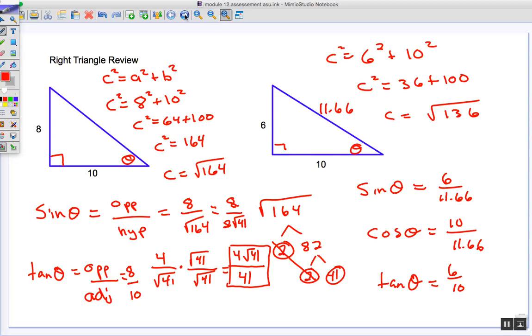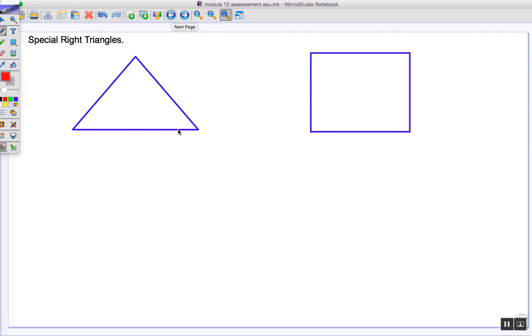So now we want to look at our special right triangles. So our special right triangles are 30, 60, 90, and 45, 45, 90. But I want to show you how these are derived. So let's take an equilateral triangle with sides of length 2. If you have an equilateral triangle, you know that all the angles are the same. And all the angles of a triangle add up to 180. So we know that each of these angles is 60.